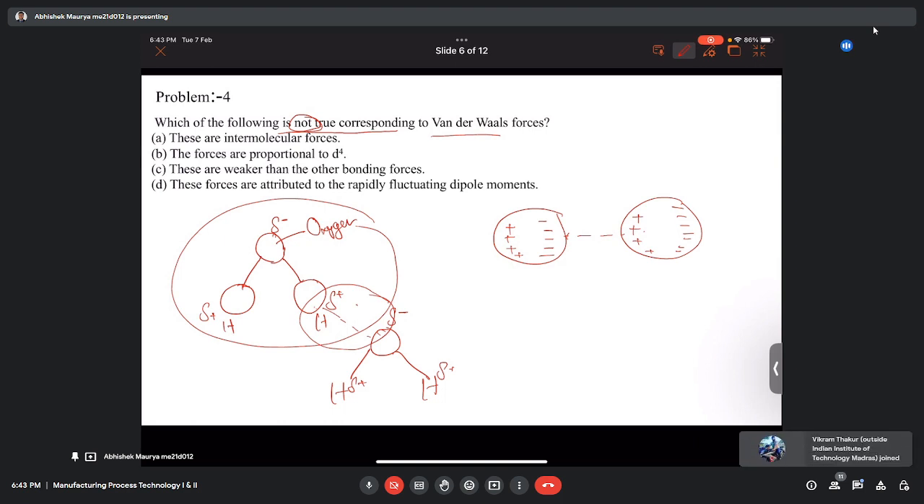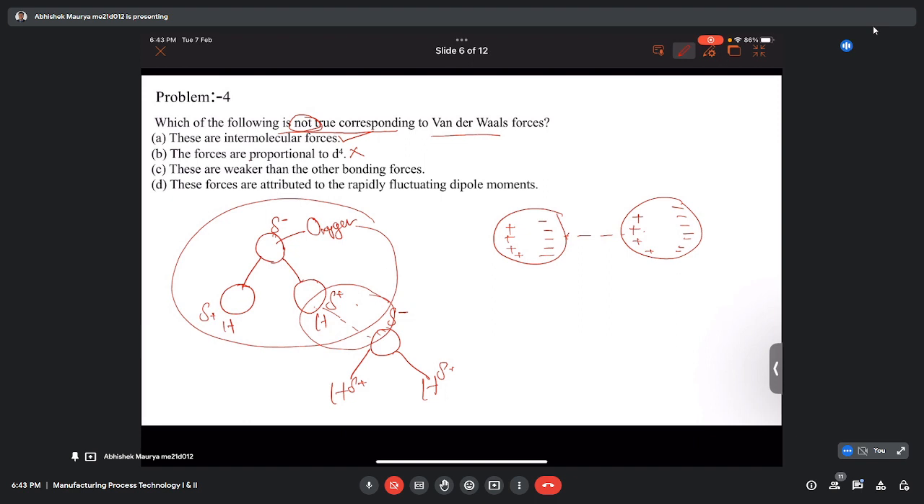These are the intermolecular forces. Yes, it is correct. Second option is the forces are proportional to d to the power 4. No, actually they are inversely proportional to d to the power 4. So it is not correct. In spite of proportional, it should be inversely proportional. Then it would have been correct. Otherwise, it is wrong.